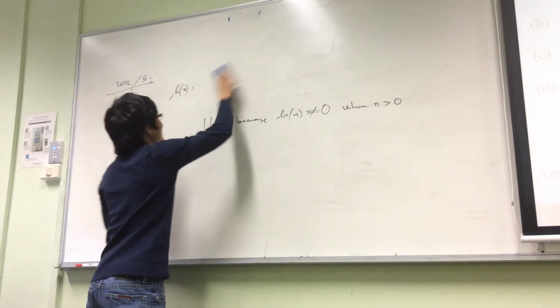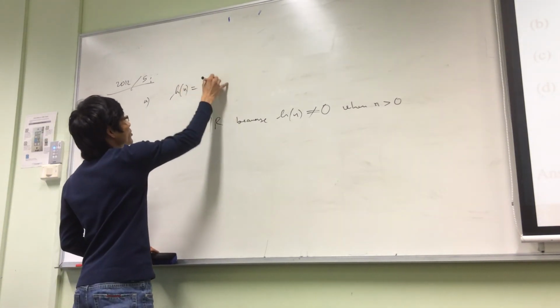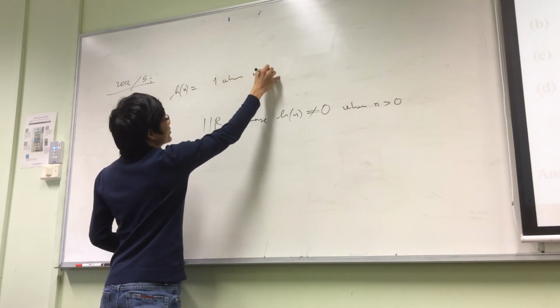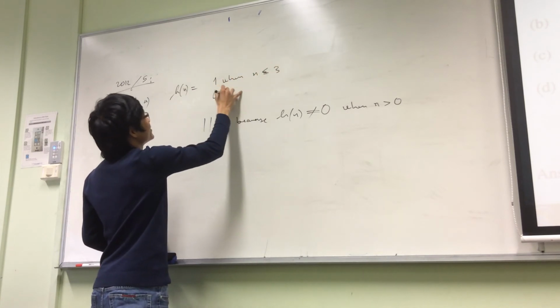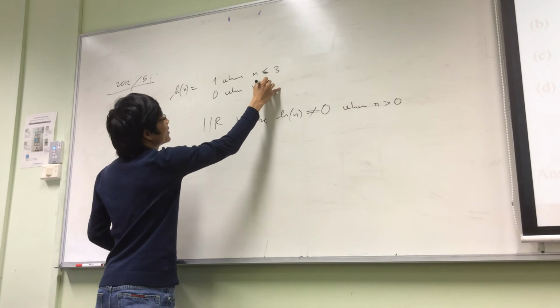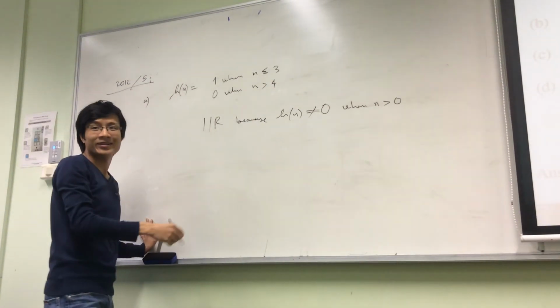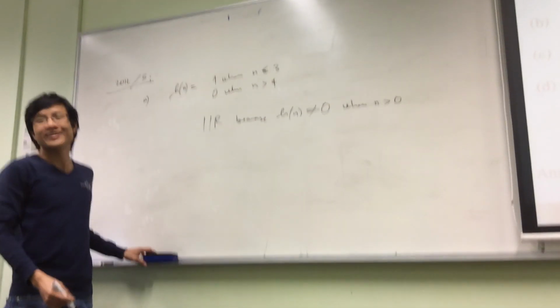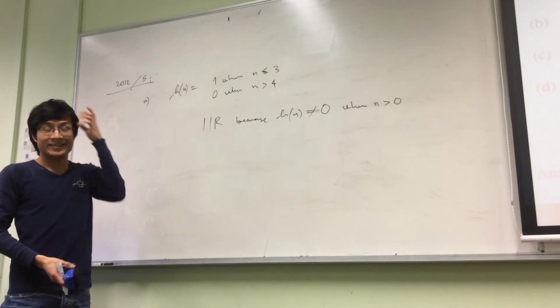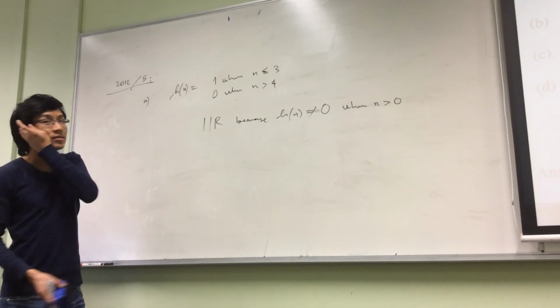Give me this one: when n is less than or equal to 3, it's something, and when n is greater than 4, it's 0. Yeah, it's finite. Finished. This one is limited.